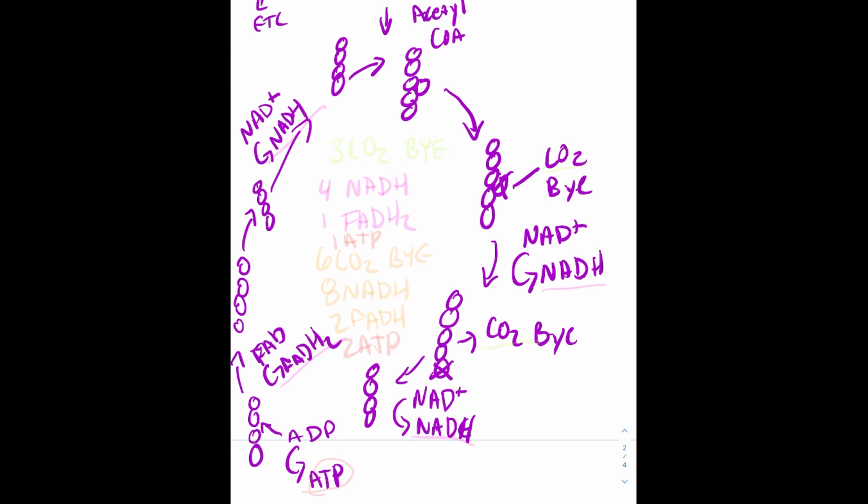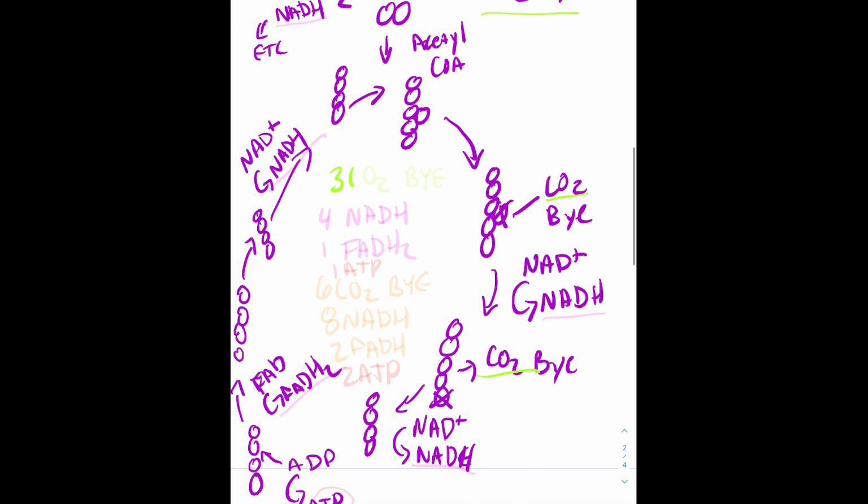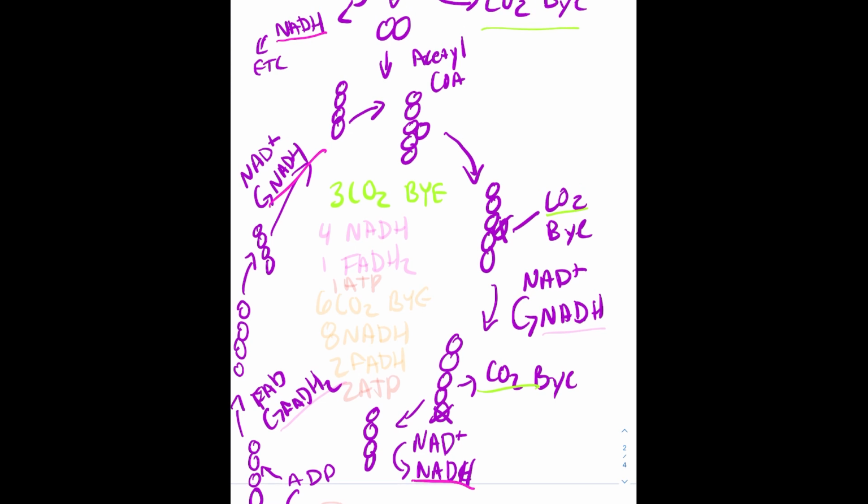So at the end of this, what did we end up with? And remember, this whole cycle happens twice. So we had 1, 2, 3 carbon dioxide to leave. We had 1, 2, 3, 4 NADHs, and we're going to have 1 FADH2.